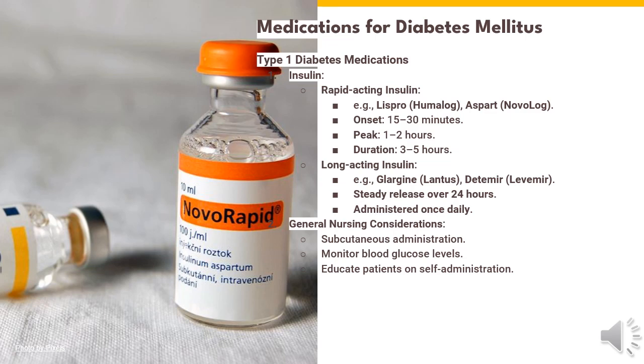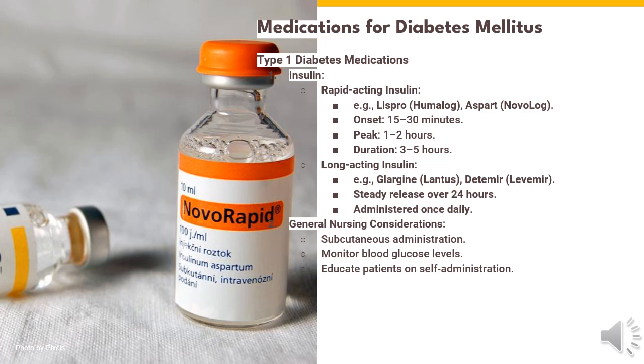Check out what lipodystrophy means. Lipo means fat. What does DYS mean? Check what it means. The next one is to monitor blood glucose levels. Monitor blood glucose levels closely to adjust insulin doses as needed.